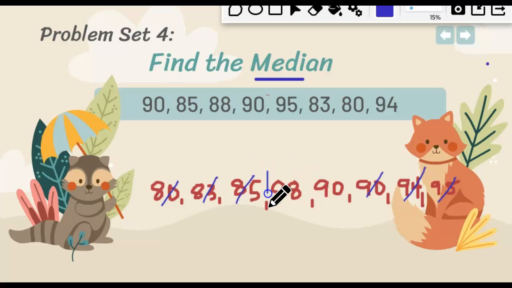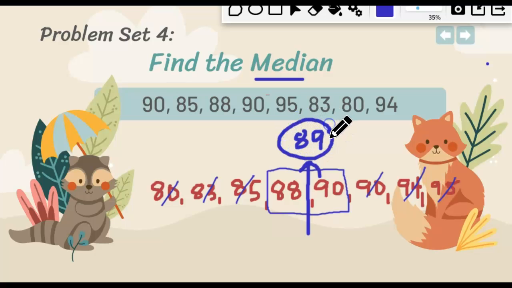And it's going to end up that we have two middle numbers. So what do you think is the number in between 88 and 90? Obviously it's going to be 89, right? So the median of the set of data is 89.